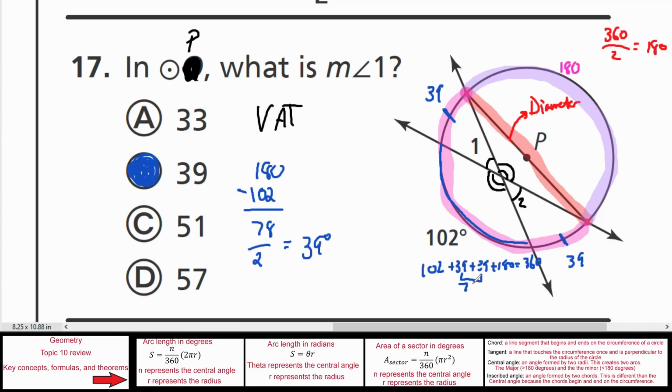This is, again, back to 78. These two together are 180. Bring down the 180 I haven't used, and I have 180 plus 180 equals 360. I'm not going to do the last step. We know that's true. And that's how we do number 17.